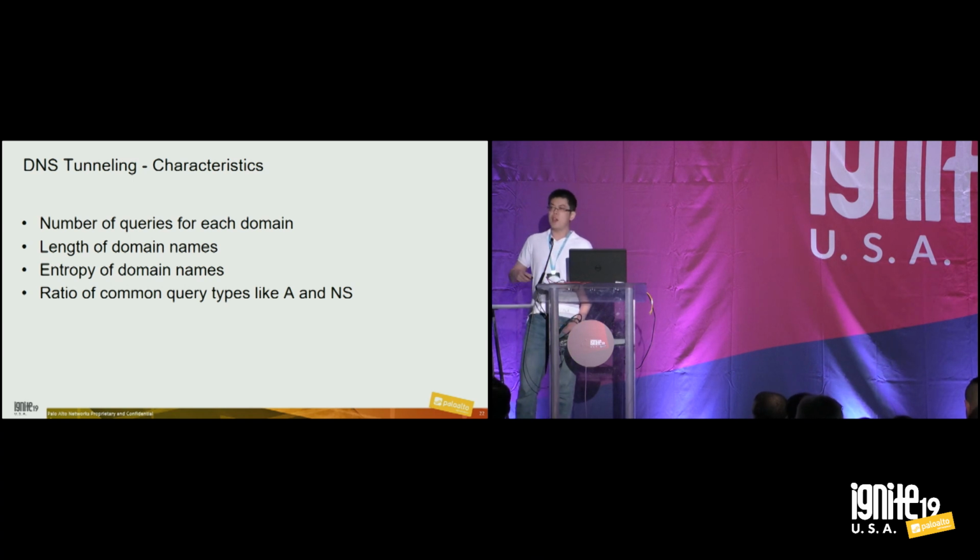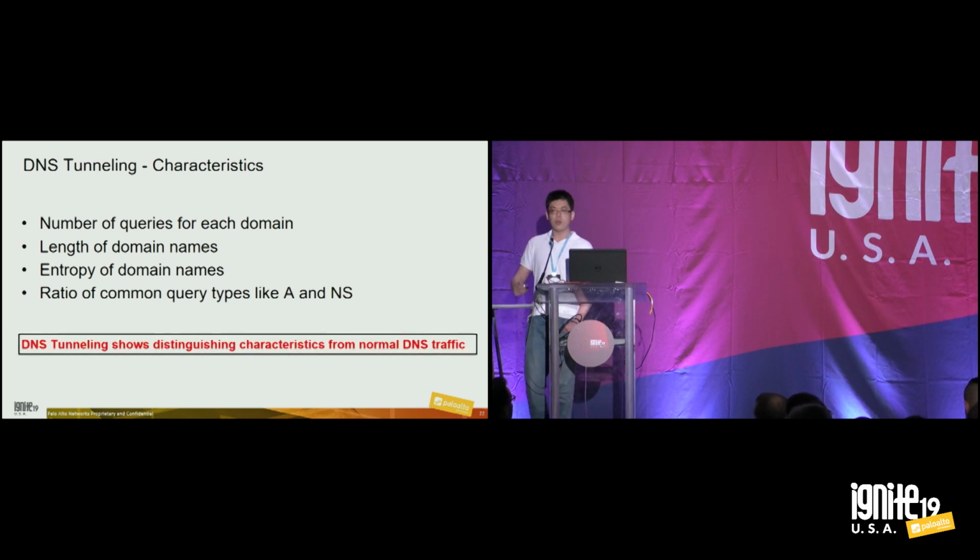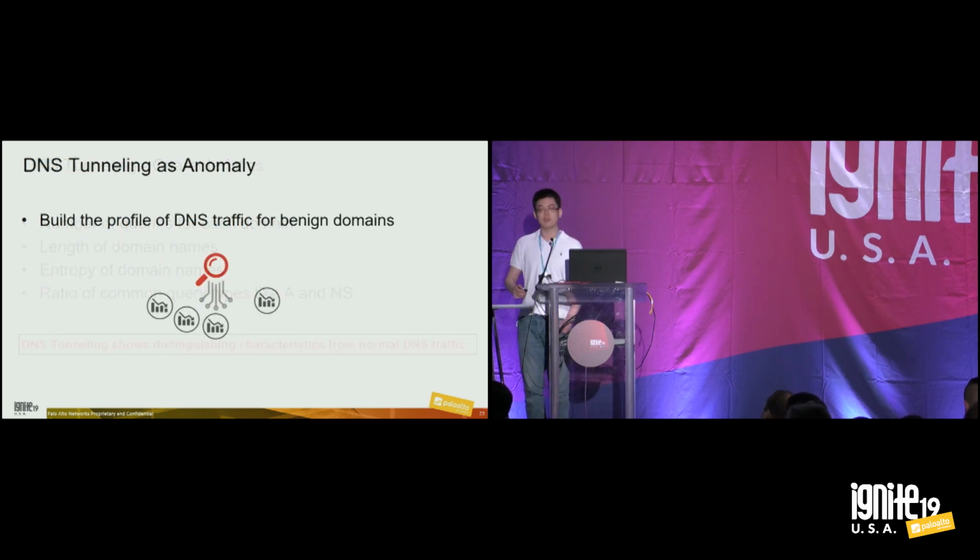And DNS tunneling also has several other characteristics. For example, since most of the subdomain names are encoded messages, they are usually queried only once, and there can be a large number of unique subdomain names on the same root domain. So all in all, DNS tunneling usually has distinguished characteristics from normal DNS traffic. So actually, DNS tunneling can be detected as anomalies from the normal DNS traffic.